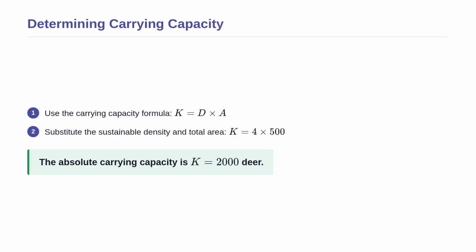Multiplying 4 by 500 gives us 2,000. The spatial units of square kilometers perfectly cancel out, leaving us with a pure count of individual animals. This means the park can sustainably support a maximum of 2,000 deer. If the herd exceeds this number, managers must intervene to prevent mass starvation.